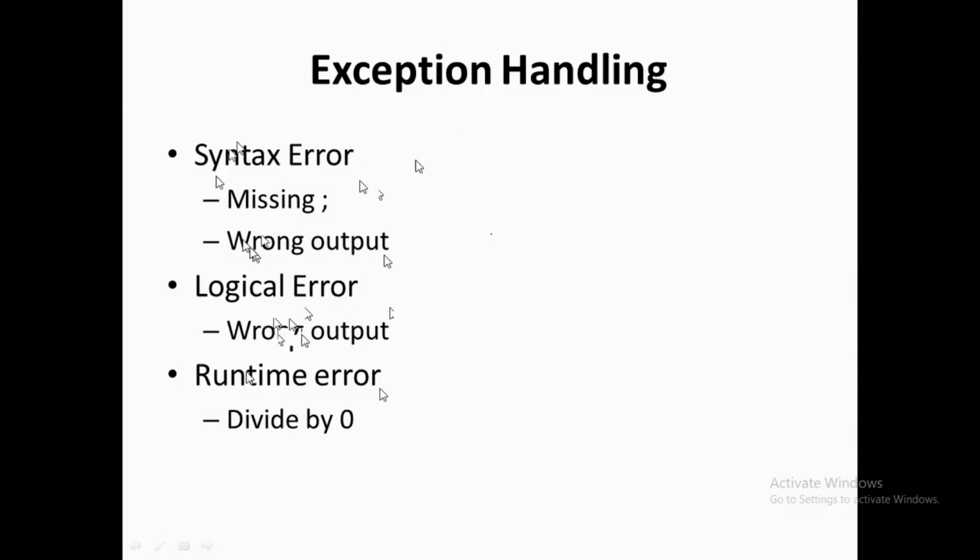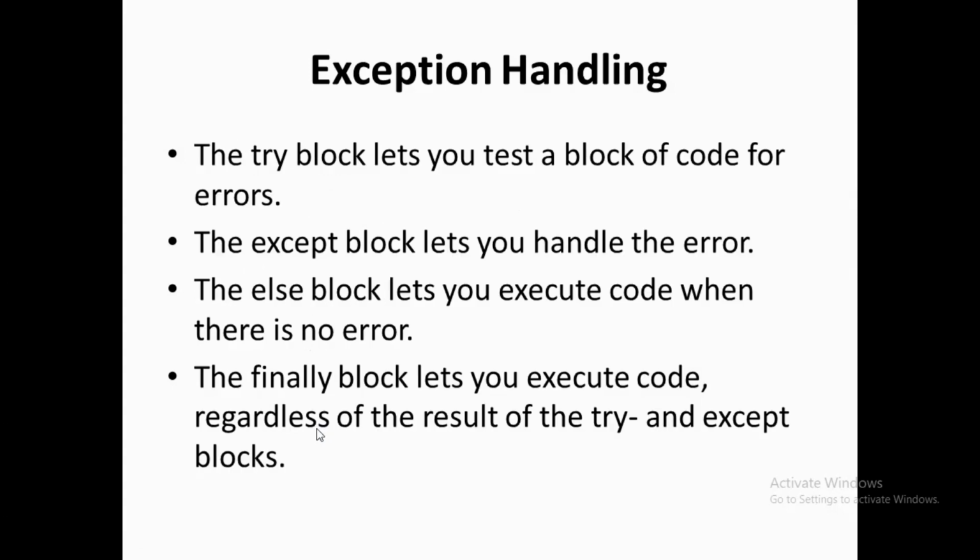Logical error means wrong output. For example, using different operators, instead of writing plus, putting some other operator like minus or star. That is a logical error, and that will display wrong output. And one more type of error is runtime error. A runtime error, for example, is divide by zero. The programmer may not know that he is dividing something by zero. He has done that divide by zero, and that causes an exception.